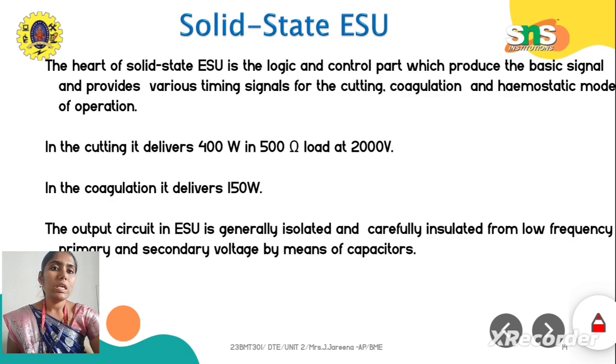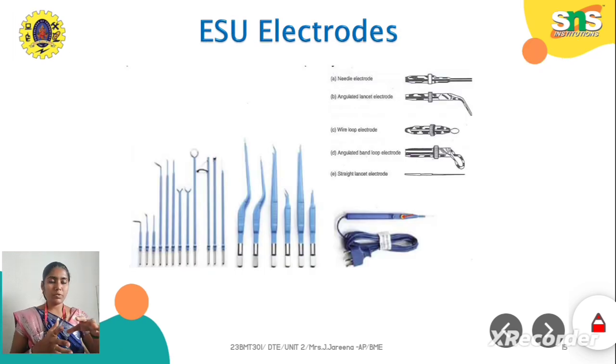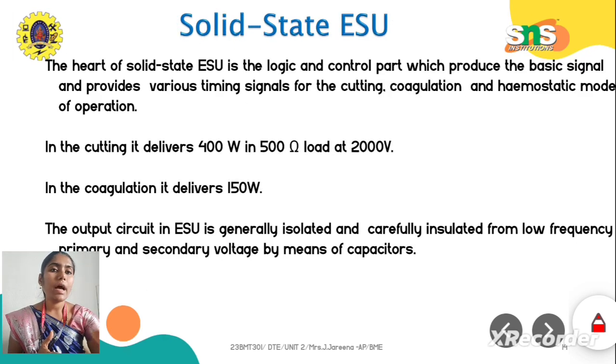Next we will be seeing the different electrodes. But before that, we have to know what cutting current intensity and what coagulation current intensity we have to set in the ESU unit. For cutting, we have to set 400 watts, for a load with an internal resistance of 500 ohm, at 2000 volts. Similarly, for coagulation, it delivers 150 watts. So you can see the cutting has a very high intensity compared to coagulation. This is the reason you have to set different current intensity levels for different processes, whether cutting or coagulation.